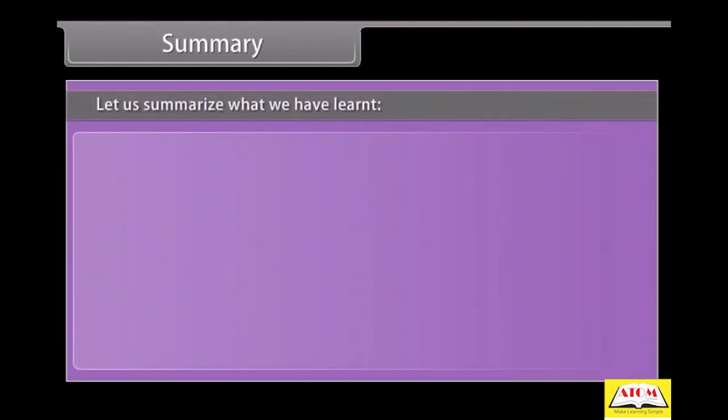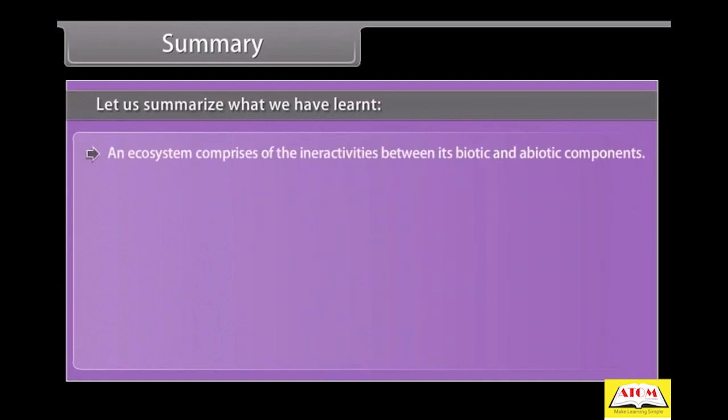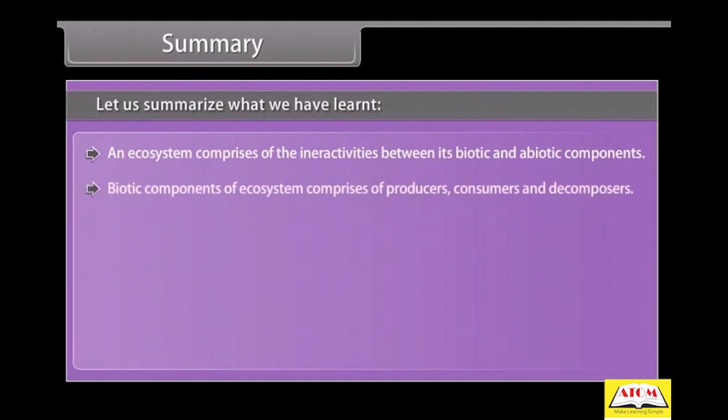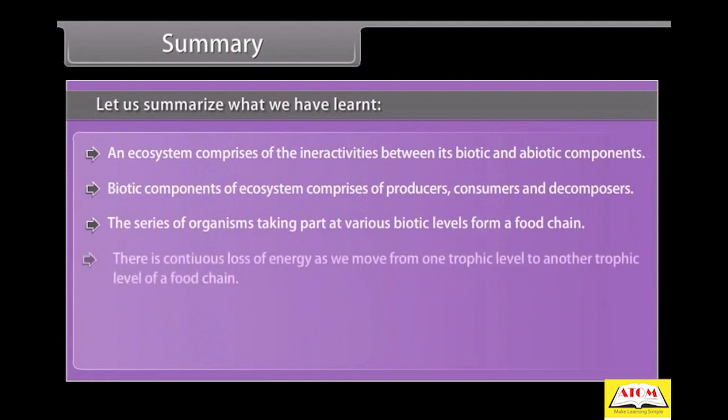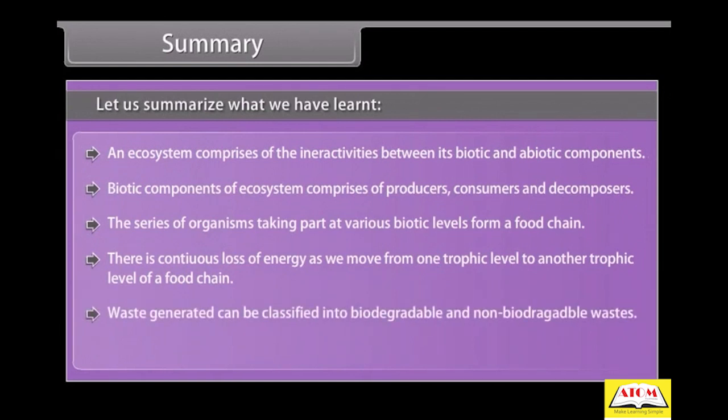Summary. Let us summarize what we have learnt. An ecosystem comprises of the interactions between its biotic and abiotic components. Biotic components of ecosystem comprise of producers, consumers, and decomposers. The series of organisms taking part at various biotic levels form a food chain. There is continuous loss of energy as we move from one trophic level to another trophic level of a food chain. Waste generated can be classified into biodegradable and non-biodegradable wastes. The use of chemicals like CFCs is causing ozone depletion.